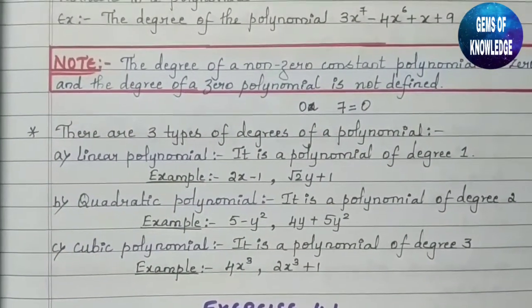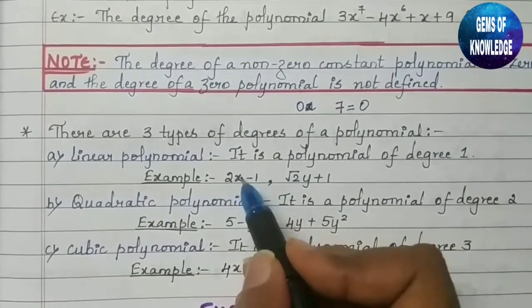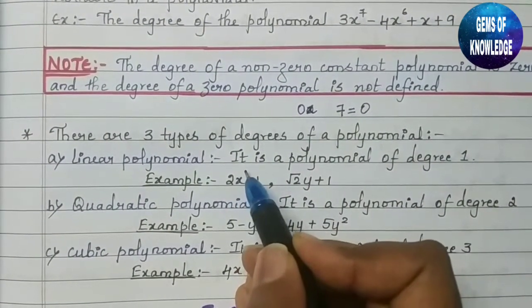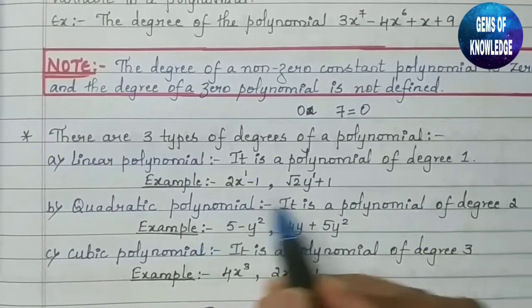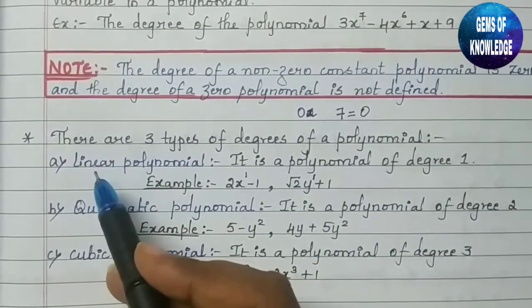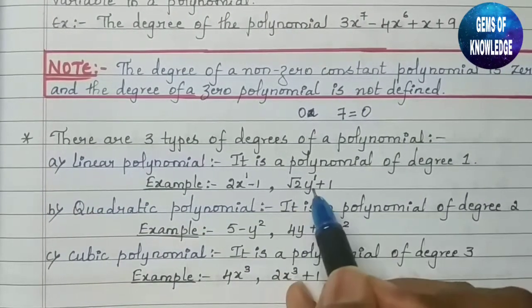As you can see here, the expression x has degree 1. Here also y has degree 1. So these are nothing but linear polynomials. They have degree 1.